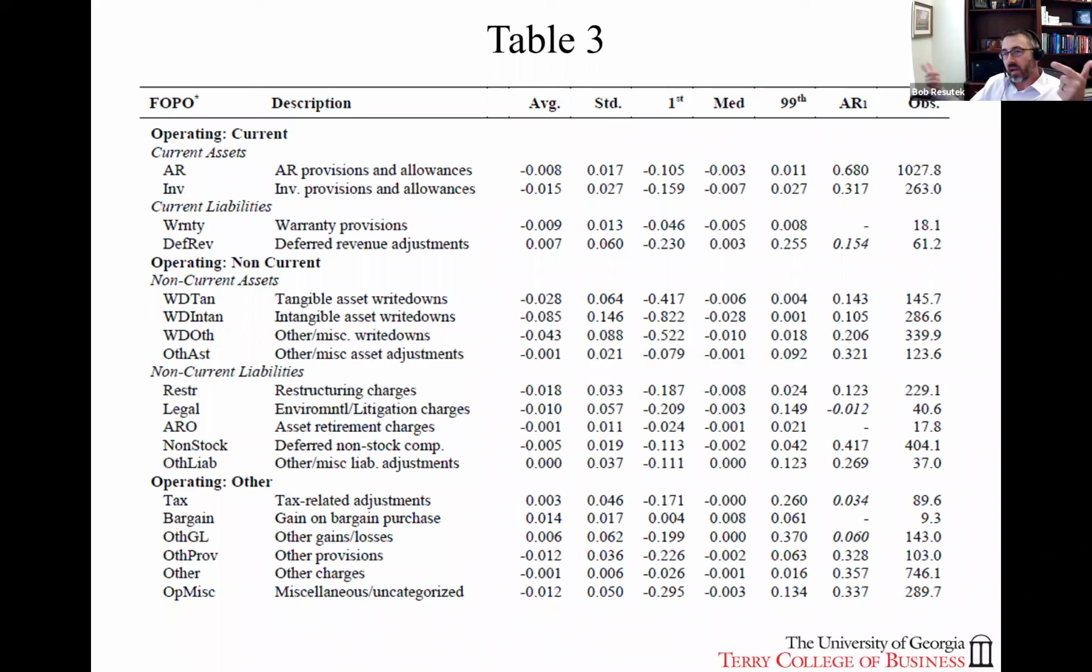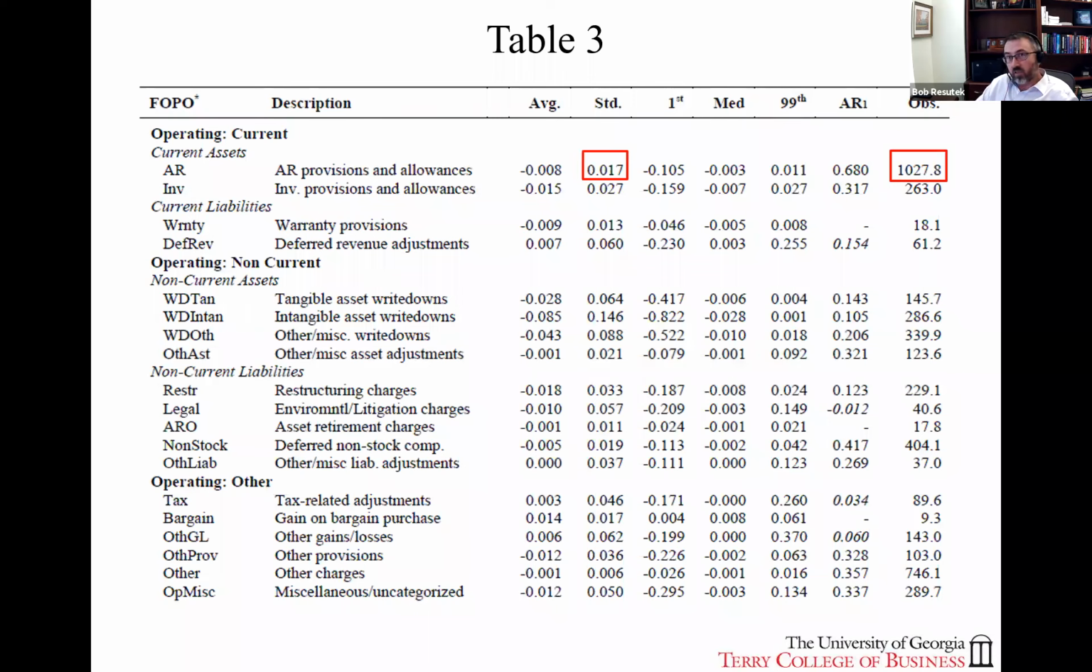All right. Every year, what's the average, the standard deviation, and then the different percentiles. And then we have AR1 slopes in there for the 32 items that comprise FOPO. We try to organize these in some semblance of the balance sheet, where we've got write-downs with assets, and then we've got liabilities and shareholders' equity components. But one item I think is instructive to look at: here's AR provisions and allowances.